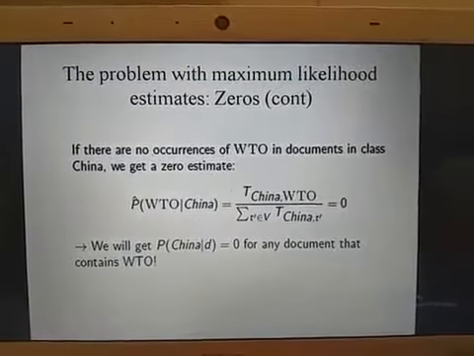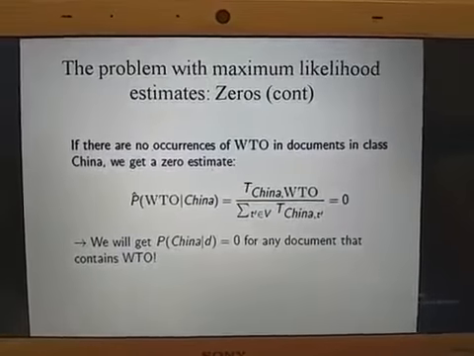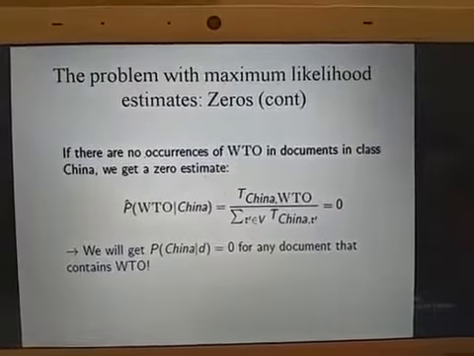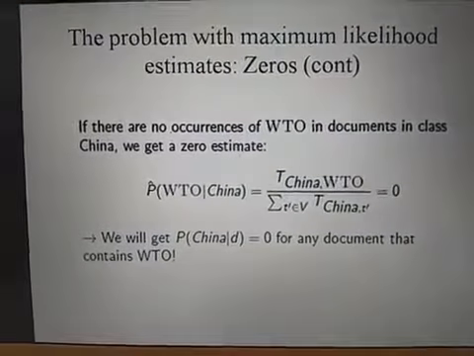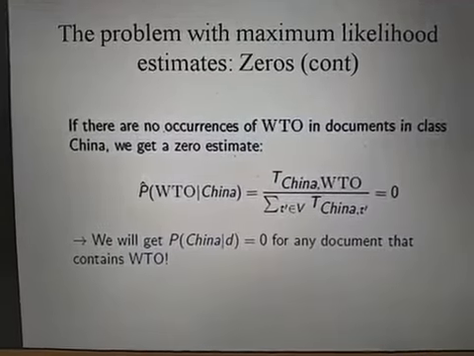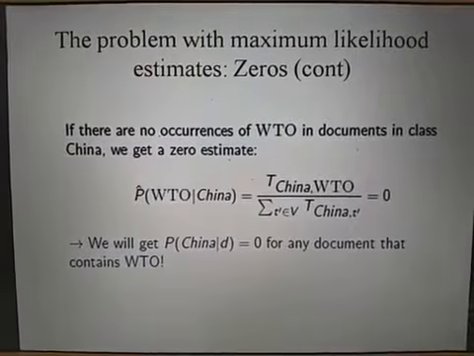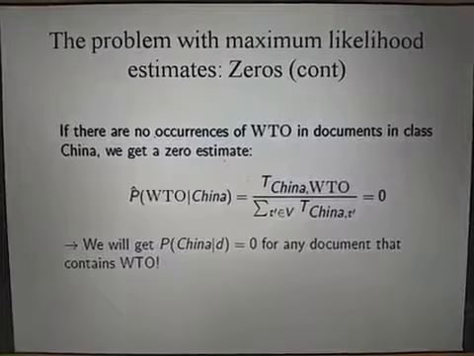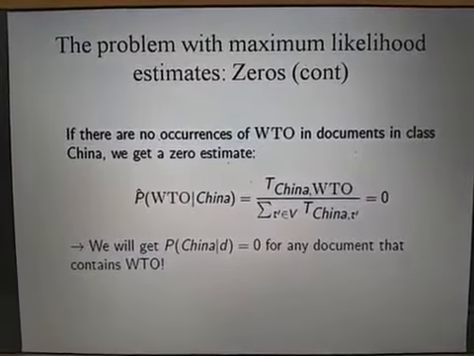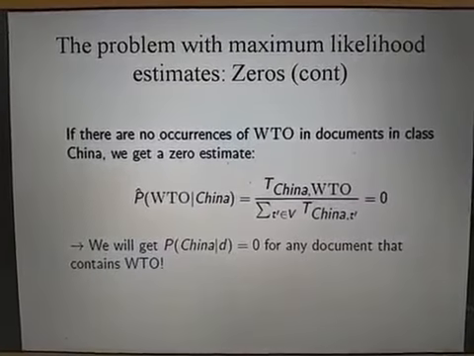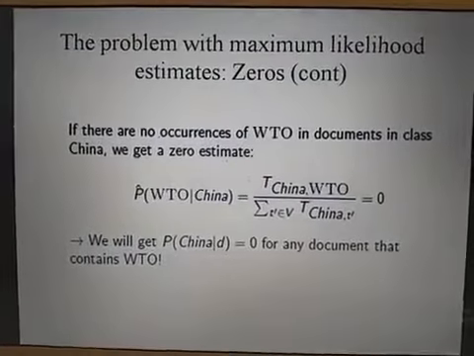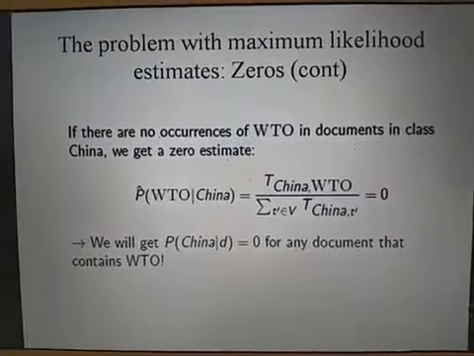So this is the problem with the maximum likelihood estimate with 0 value. If there is no occurrence of WTO in documents of class China, then we get a 0 estimate. We have already seen P of WTO with respect to China: WTO is the term and China is the class, but it is not there within the class, so it is 0. So we get 0 for any document that contains a term like WTO, which doesn't occur in the class.